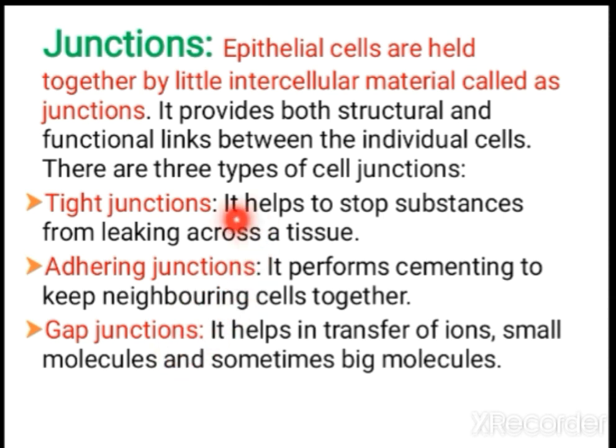Tight junctions, what do they do? They help to stop substances from leaking across the tissue. It won't allow the substance to leak out. Adhering junctions cement the neighboring cells together. Gap junctions, what do they do? They transfer ions or small molecules, and sometimes big molecules also can be transferred through them. So, tight junction, adhering junction and gap junction are the three types of junctions.